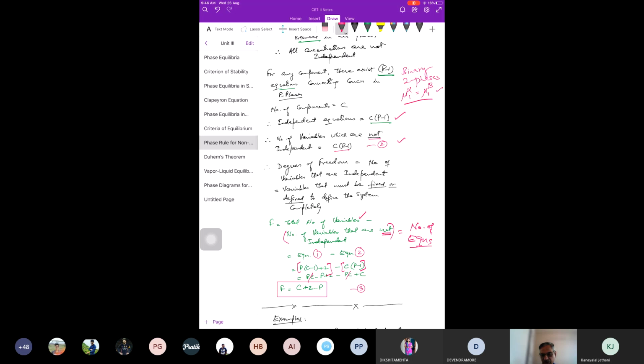But there are constraints, there are equations which are already available which correlate phase 1 with phase 2, which is given by number of equations, right. This is c into p minus 1. तो उतना माइनस करना पड़ेगा. Then we have number of independent variables which we need to specify to fix the system.